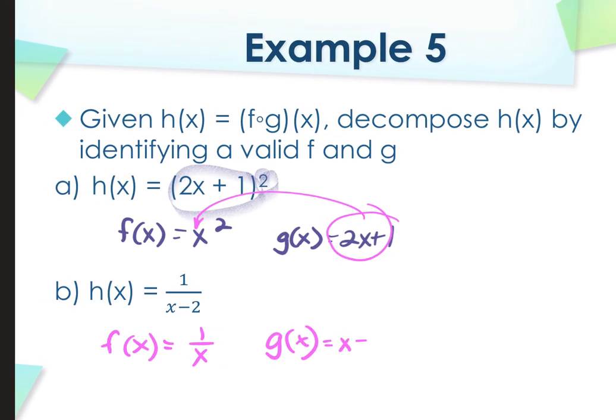What's g of x equal to the second one? I erased it. It was x minus 2. I think I hit undo one too many times.